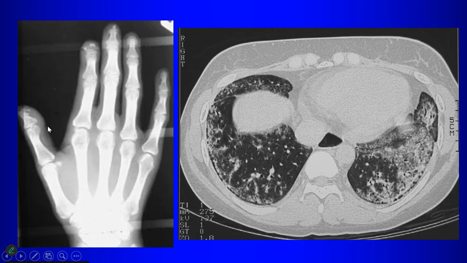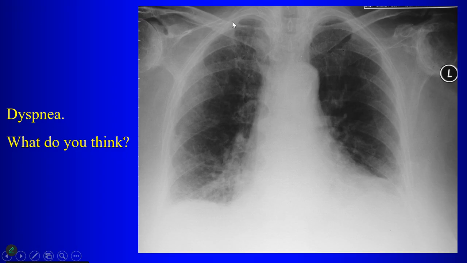So underlying connective tissue diseases are also associated with pulmonary fibrosis and interstitial lung disease, right? Here's the hand in this patient with scleroderma. We have resorption of the distal phalanges, which you can see with scleroderma. So this patient also has interstitial lung disease and shortness of breath. What's our diagnosis here?